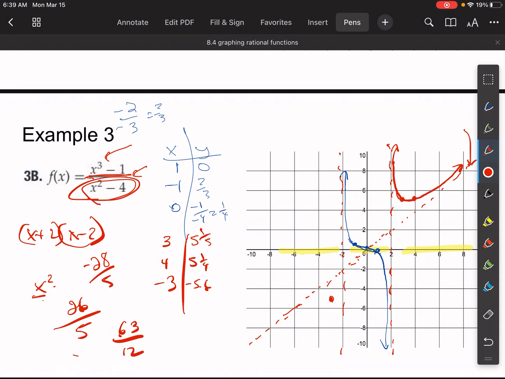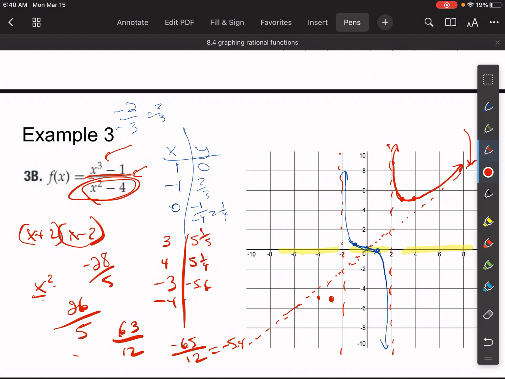All right, let's plug a negative 4 in. If I plug a negative 4 in, negative 4 to the third is going to be negative 64. Negative 64 minus 1 is negative 65. Negative 4 squared is 16. 16 minus 4 is 12. So if I take negative 65 and divide that by 12, I end up with negative 5.4. Okay, so at negative 4, I'm over here, a little bit higher than that other one.